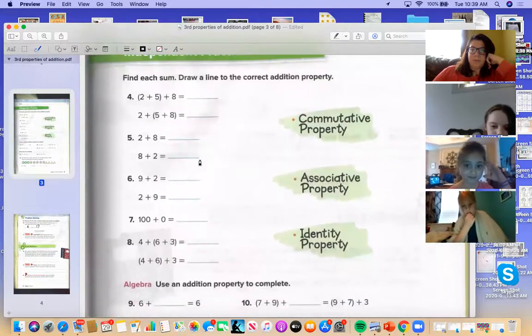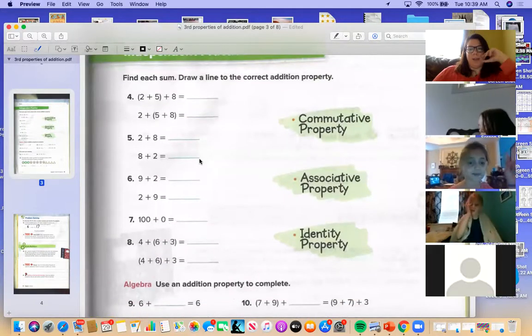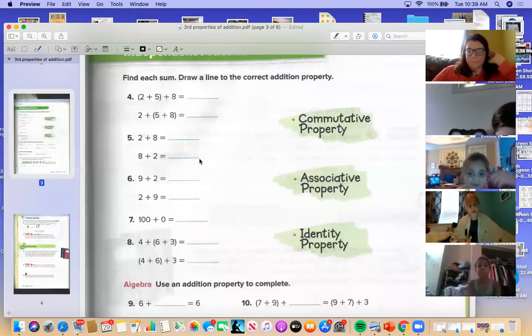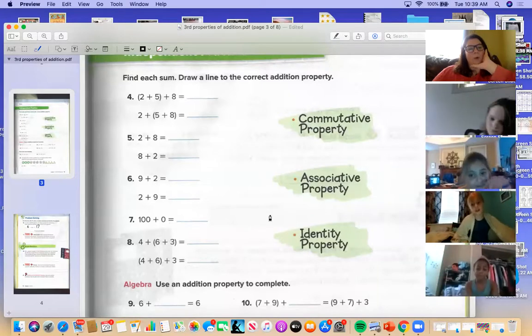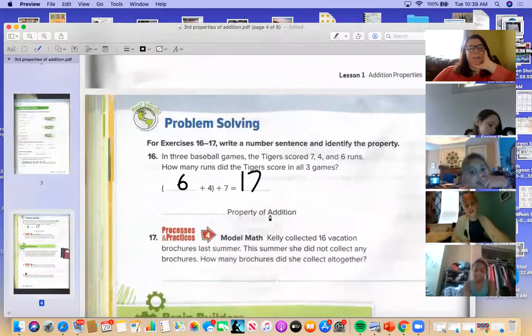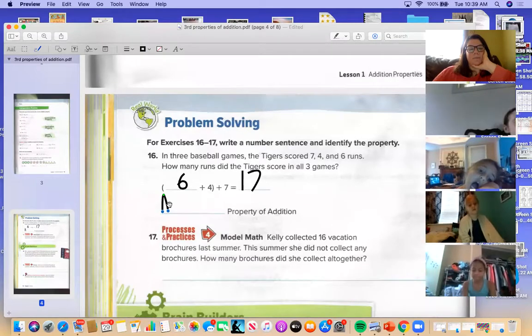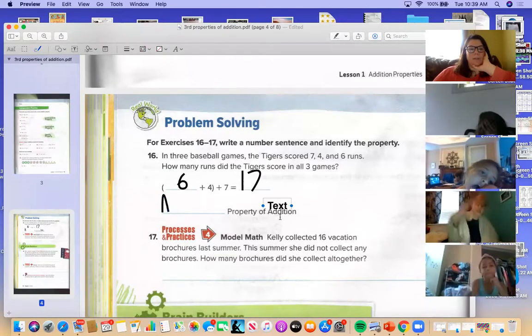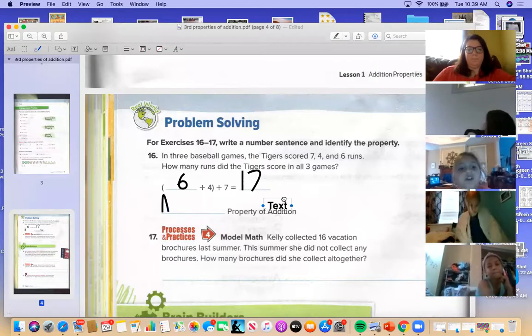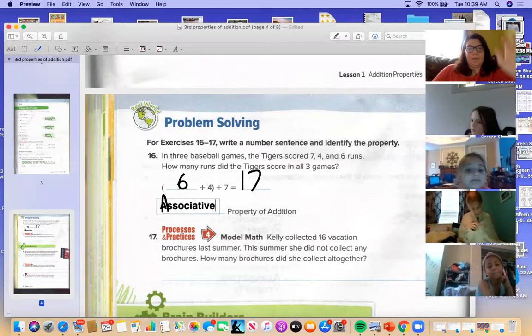I'll show you the names. Is it commutative, associative, or identity? Commutative. Well, remember that one with the parentheses? It's actually associative. That's going to be too complicated to write like that. Confusing. There we go.